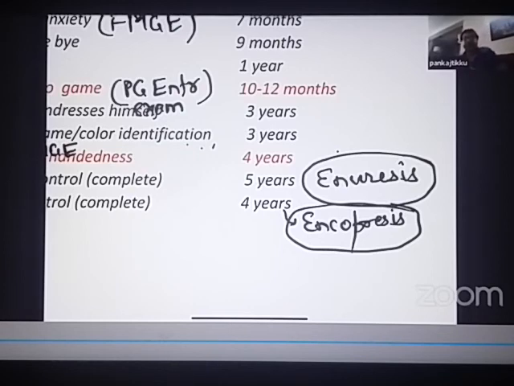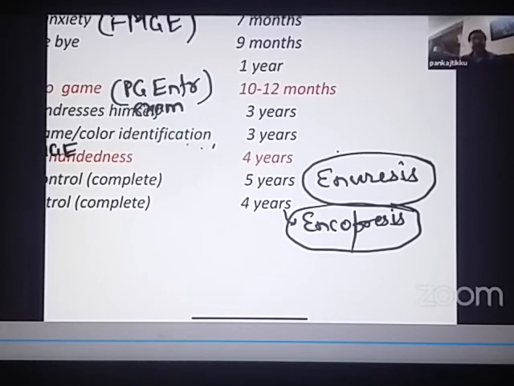Crawls, abdomen is touching the surface. Crawls, 8 months. Creeps, 10 months. Abdomen is above the surface. But creeps on stairs, 15 months. Stands with support, 9 months. Stands without support, 12 months. Walks with support, 10 to 11 months. Walks one hand held, 12 months. Walks without support, 13 to 15 months.